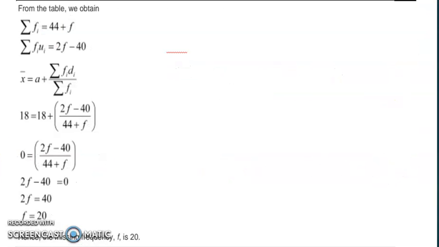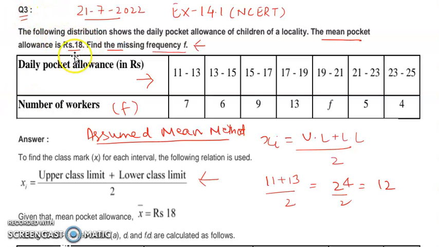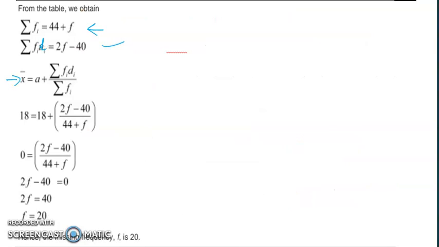Now the final thing, students, you have to keep this in mind very clearly. Summation fi we already calculated is 44 plus f. This is fi di, not ui. So summation fi di is 2f minus 40. What is the formula? Mean is equal to a plus summation fi di upon summation fi. What assumed mean have we taken? 18, and the mean is also given as 18. See this question, mean is 18. And the assumed mean we have taken is 18. So that is why it is the same here.